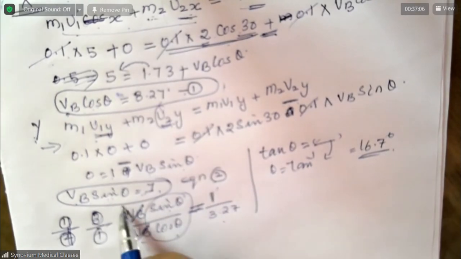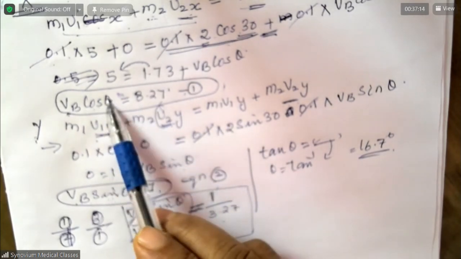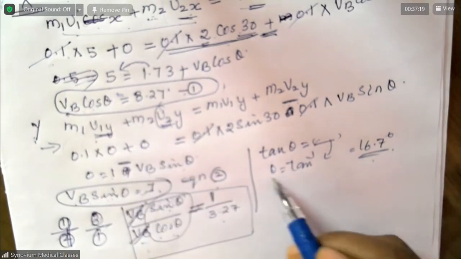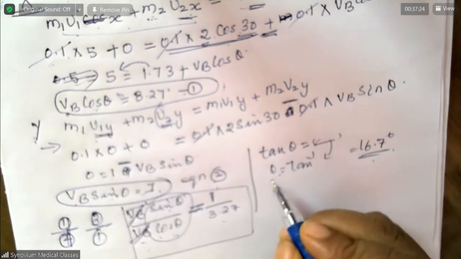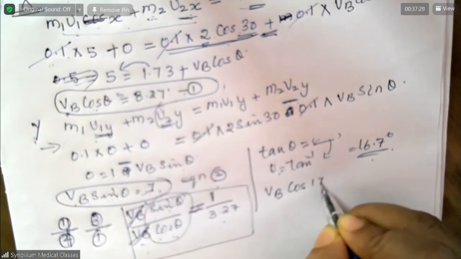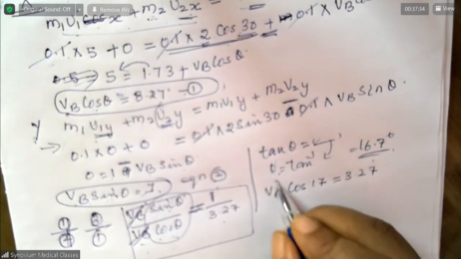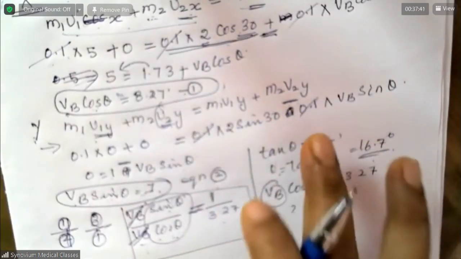So this is a very, very important technique which you have to follow for different situations. If you have got one sine, one cos, then you cancel that, you will get tan, and you can find theta. Now since you know theta is equal to 17, put it in the first equation: VB cos 17 is equal to 3.27. Therefore, you find VB. This is important, so you do it now.